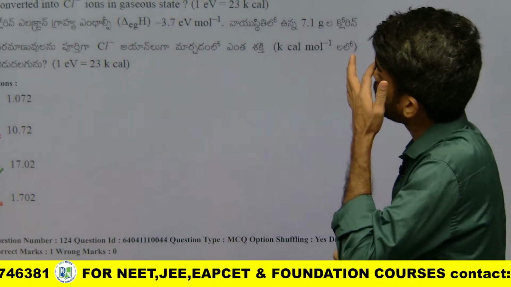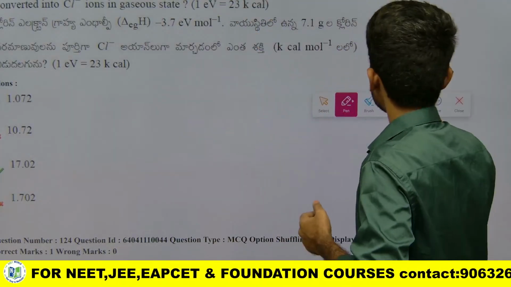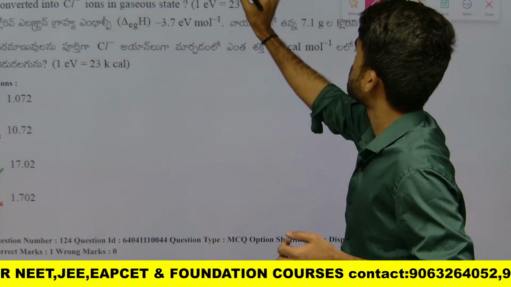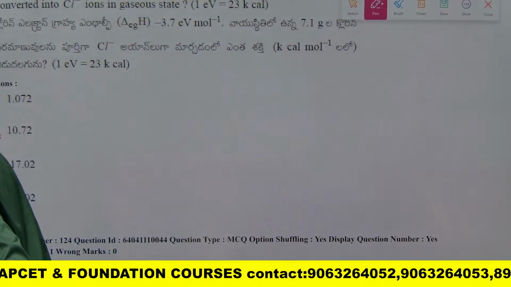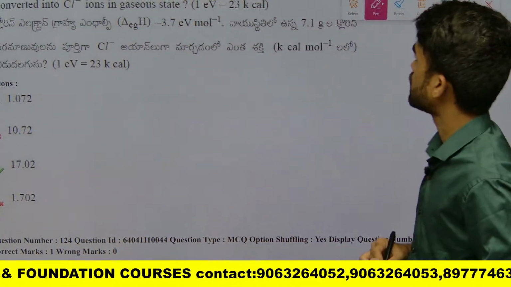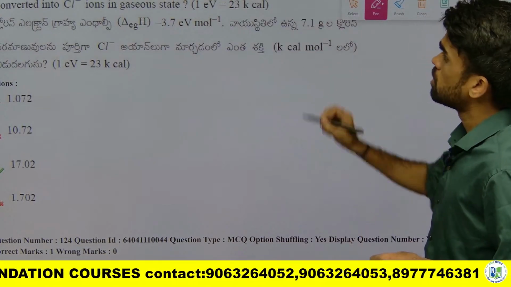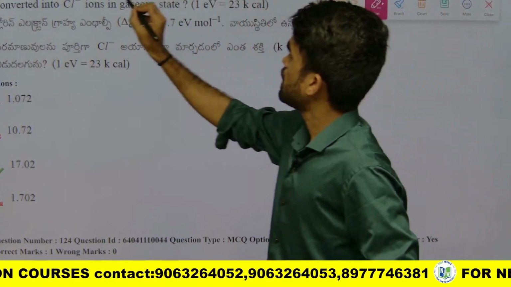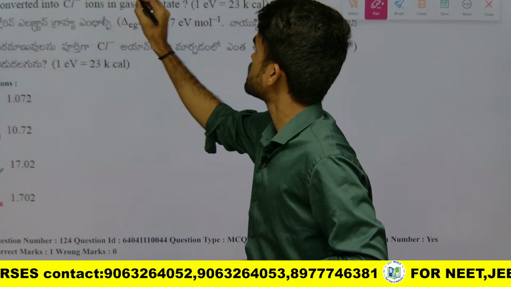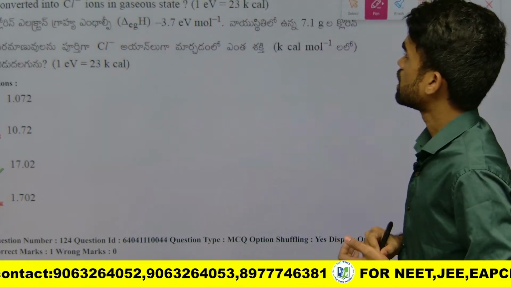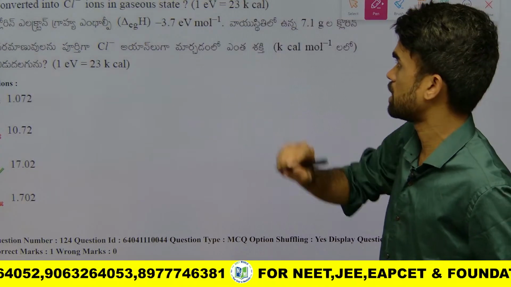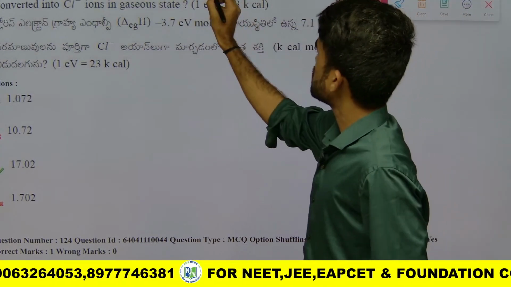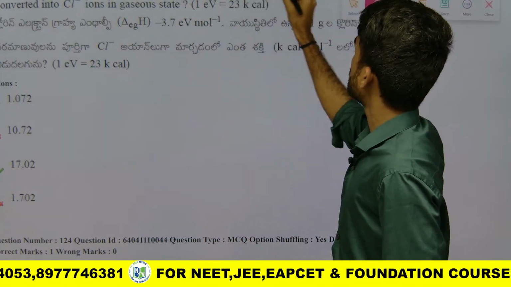The electron gain enthalpy of chlorine is given. So electron gain enthalpy is how much? Minus 3.7 electron volt per atom. How much energy in kilocalorie is released when 7.1 gram of chlorine atoms are completely converted into Cl minus? Here they have given grams, and the enthalpy is given for a mole.